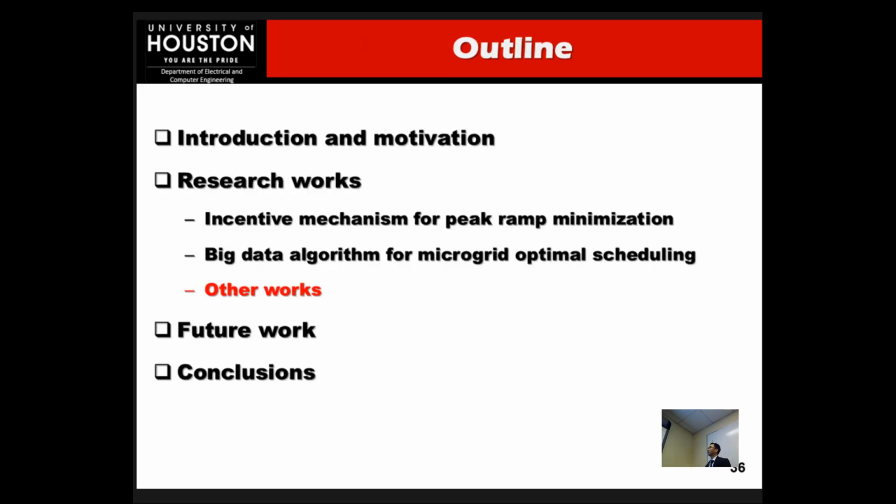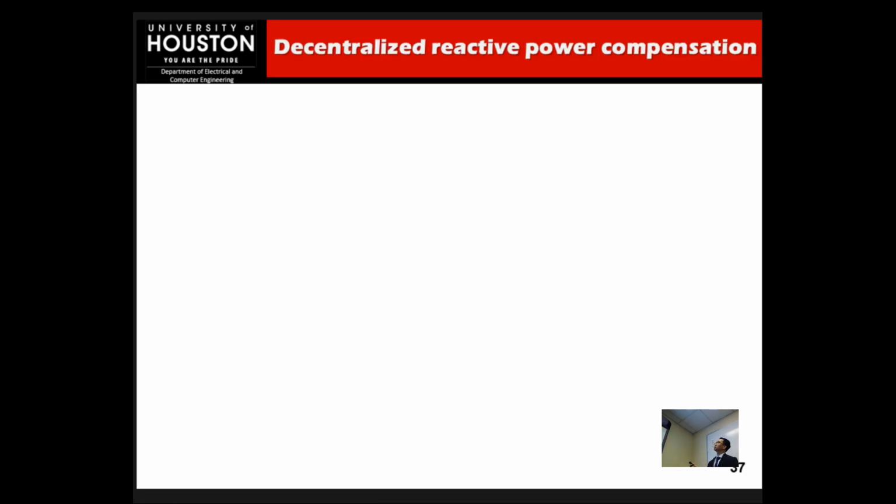So that's all the work for microgrids optimal scaling. Now I will talk a little bit about some other work on distributed resource management. The first work I want to talk about is decentralized reactive power compensation.